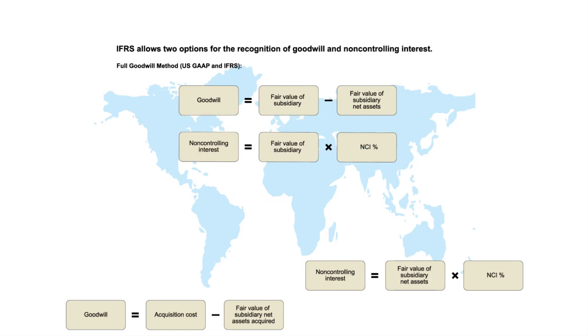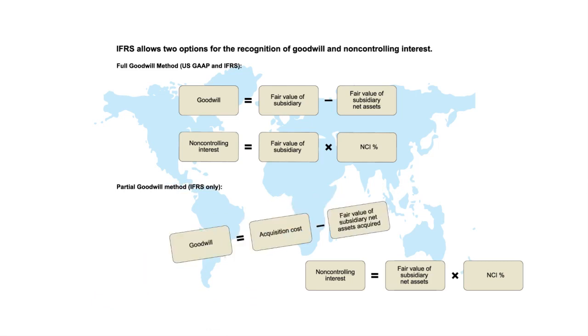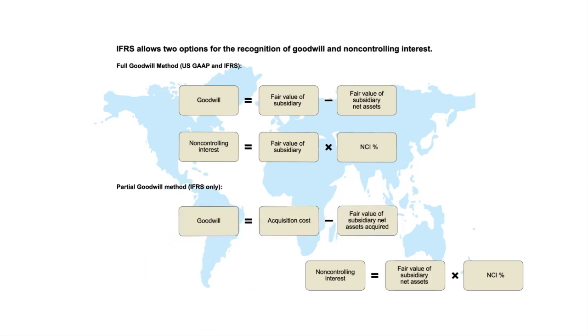On the other hand, if you're going to use the partial, notice now it's we take the acquisition cost and we compare it to the fair value of the sub's net assets acquired. This ultimately creates goodwill only for the parent. Notice it's not the total fair value of the sub, it's the price we paid. We paid a premium for our share of the goodwill. We did not pay a premium for their share, the non-controlling interest share. So therefore, this difference would equal the goodwill, but only the goodwill that is applicable to us.